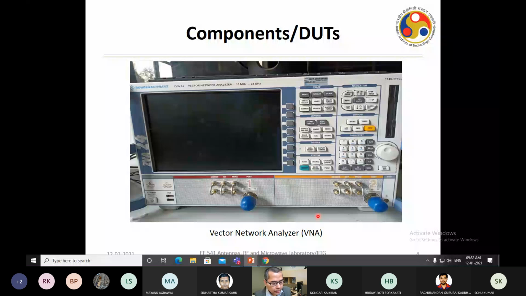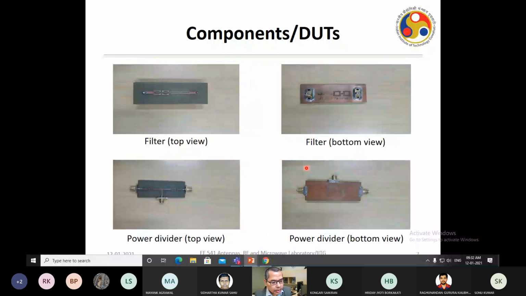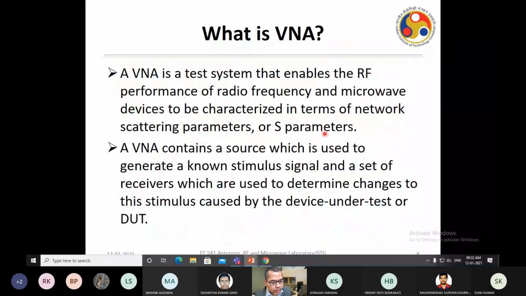If you have done the calibration before, you can automatically select it also. You can save the calibration. You do the calibration once and you save it. You can actually recall the calibration which has already been done. But here we'll try to do the calibration once.